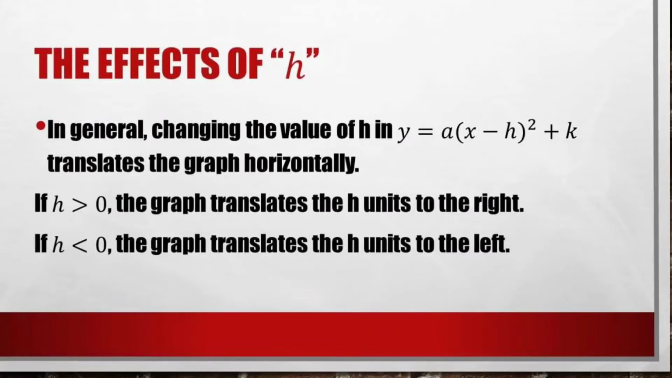The effects of h. In general, changing the value of h in y is equal to a times x minus h squared plus k translates the graph horizontally. If h is greater than 0 or positive numbers, the graph translates h units to the right, meaning if x minus h squared remains x minus h squared. If h is less than 0, the graph translates h units to the left, meaning if in the equation you see x plus h squared.